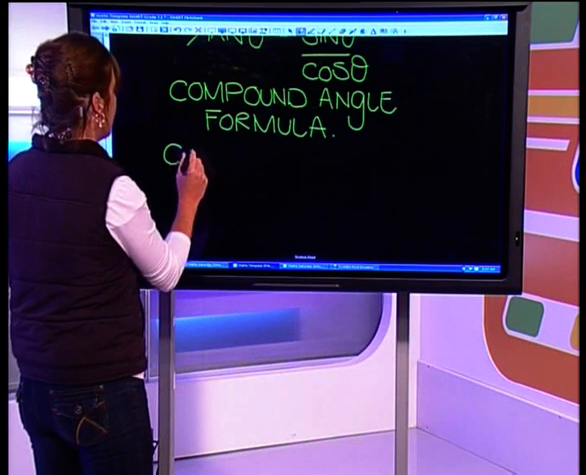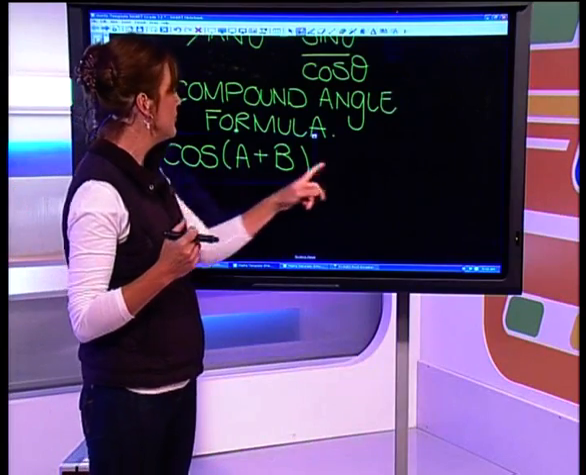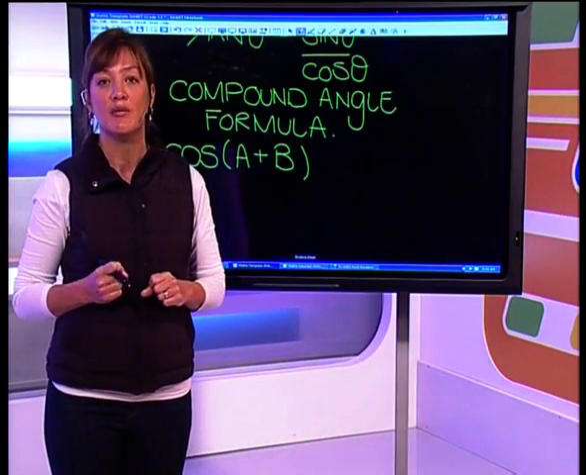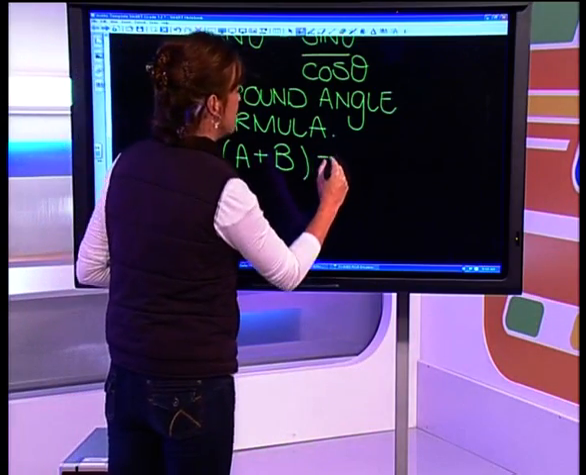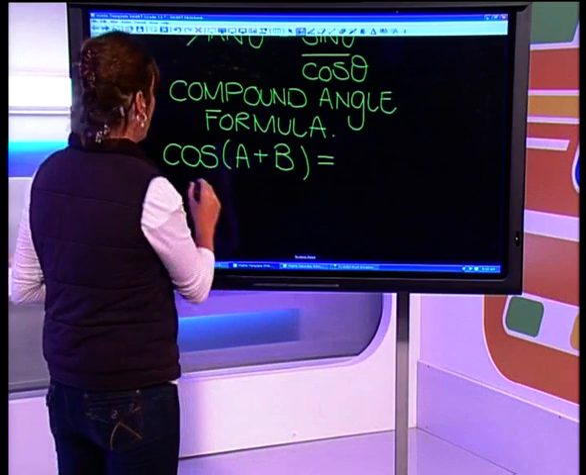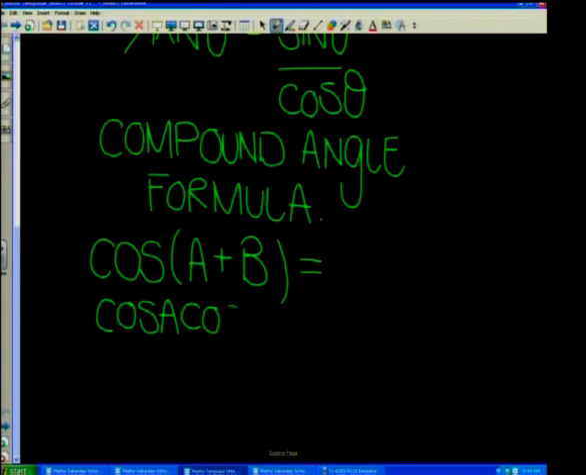Right, let's have a look. This is what we're going to work with. If I have got cos of A plus B, we're identifying that as a compound angle by the fact that we're working with two different angles inside the bracket. Now, the way that we're going to expand that, this is going to be equal to cos A cos B minus sine A sine B.